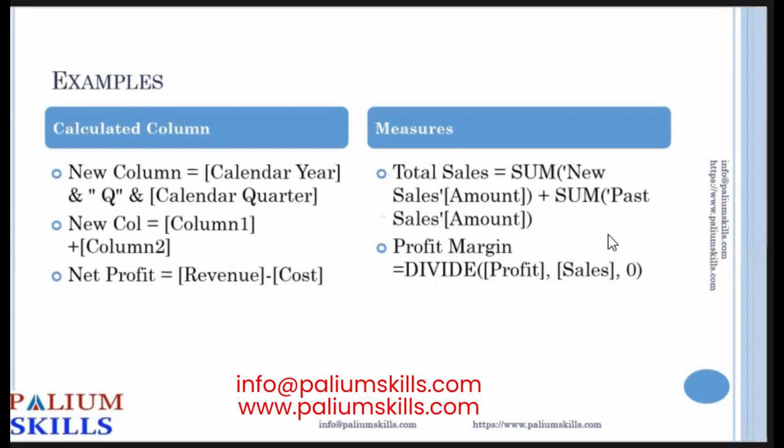So these are examples. If you look at it, first one, new column, it is calendar year. That means we are taking the calendar year from the date and we are appending Q to the calendar quarter. So it will say 2024 Q1, 2024 Q2, like that. So it will fetch you for the entire column. Another example of a new column is column 1 plus column 2, like we had revenue minus cost.